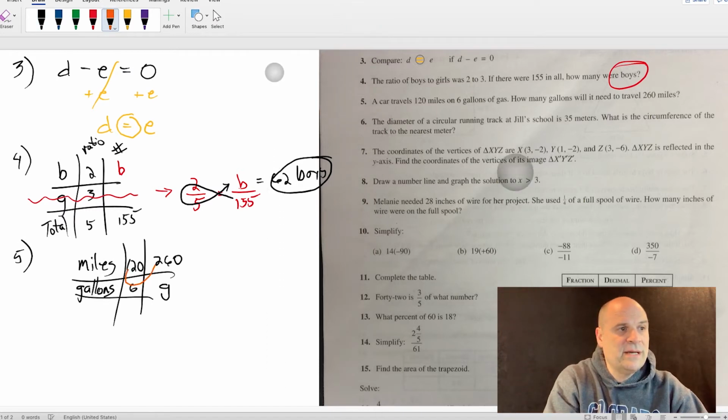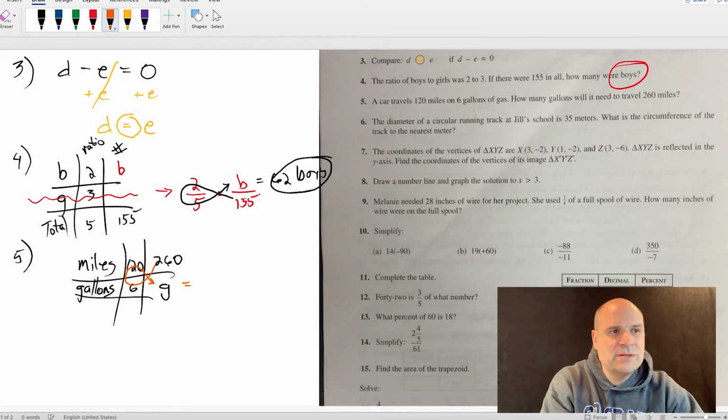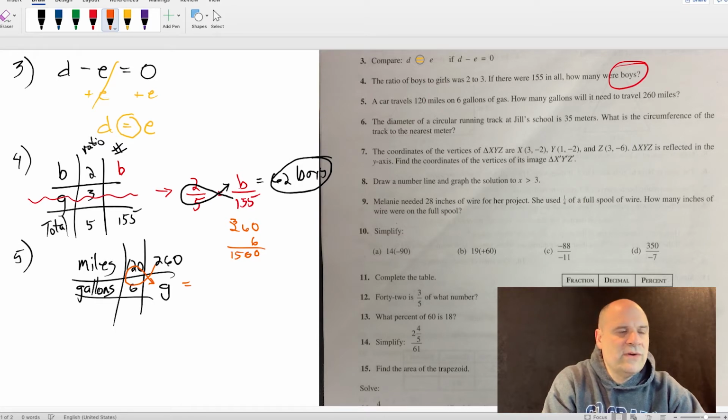So we can cross multiply: 260 times 6 divided by 120. So if you do that math, 260 times 6, 0. 6 times 6 is 36, plus 3. 2 times 6 is 12, 15. So now we're gonna divide that by 120. That goes in one time. And then 120 goes into 360 13 times. So it's gonna be 13 gallons.